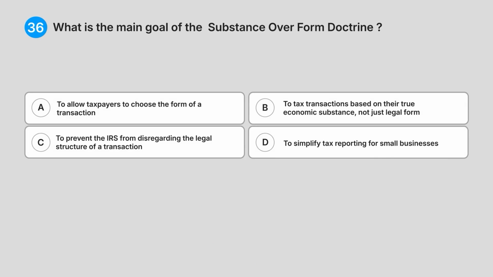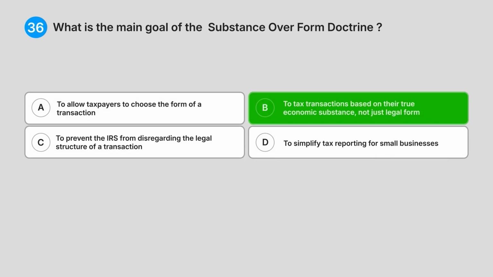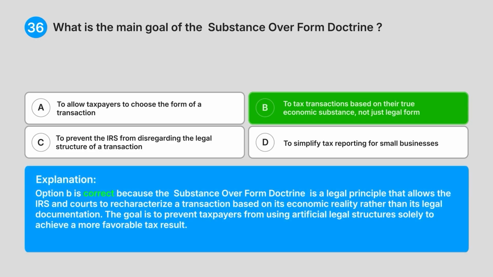Correct answer, B. To tax transactions based on their true economic substance, not just legal form. Explanation. Option B is correct because the substance over form doctrine is a legal principle that allows the IRS and courts to recharacterize a transaction based on its economic reality rather than its legal documentation. The goal is to prevent taxpayers from using artificial legal structures solely to achieve a more favourable tax result.